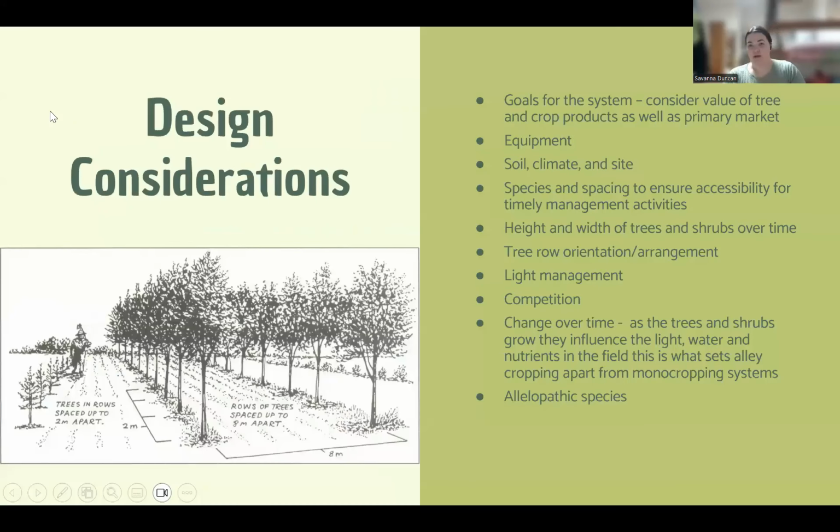So now that we've talked about a little bit of this stuff, I really want to talk about design considerations. And I apologize that my head is stuck up in this corner. I can't really move it. I've tried, so you're just going to have to bear with me.